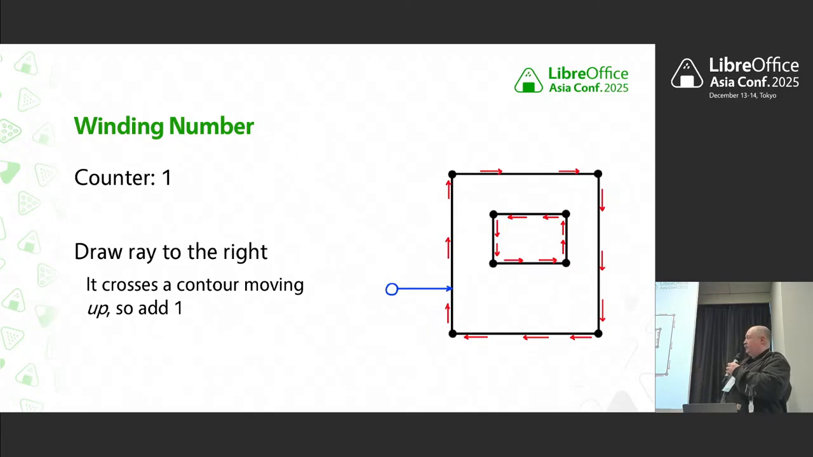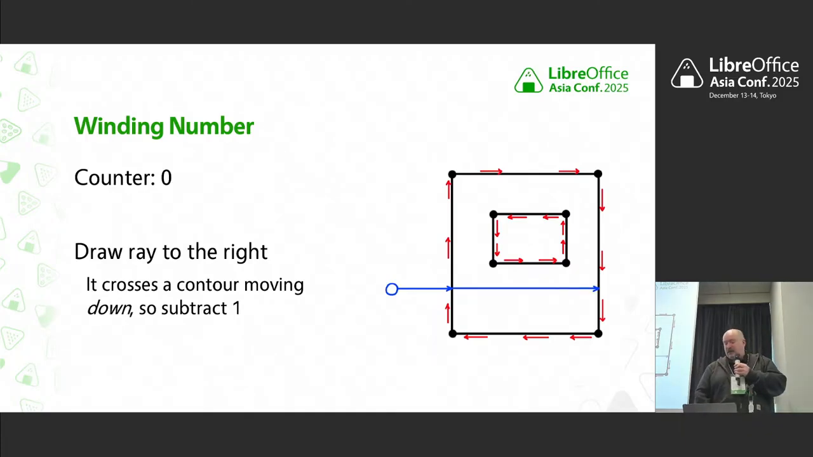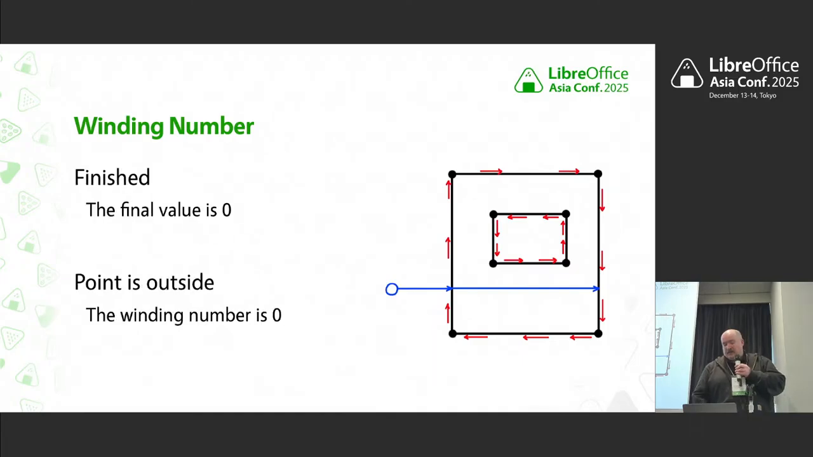So in this case, we intersected with a contour going up, so we add 1 to our counter. And then a contour going down, so we subtract 1. And our final winding number is 0, which means our point is outside of the glyph.